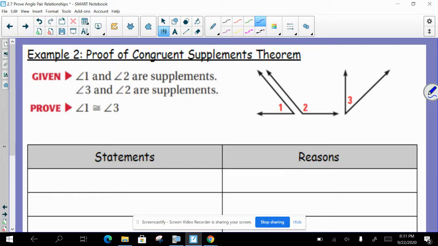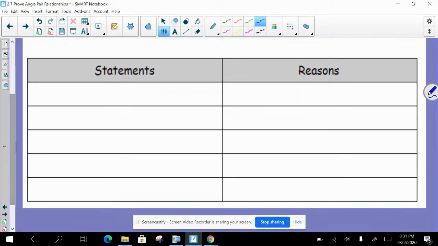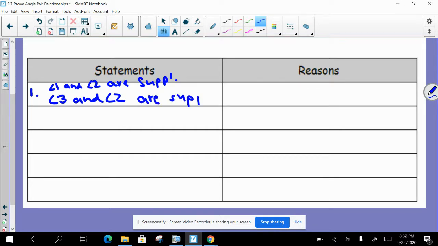So let's first start off by stating our givens. We're going to write our givens in the same line. You can write them in 2 separate lines; you'll just have 1, 2, 3, 4, 5, 6 steps. So step 1, angle 1 and angle 2 are supplementary. Angle 3 and angle 2 are supplementary. And that's given.